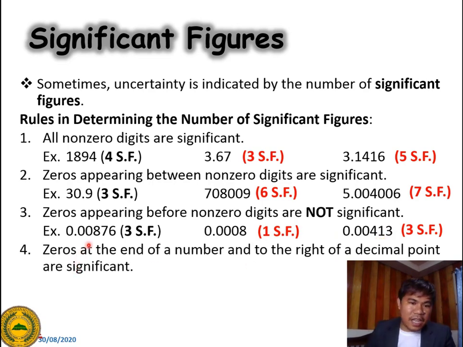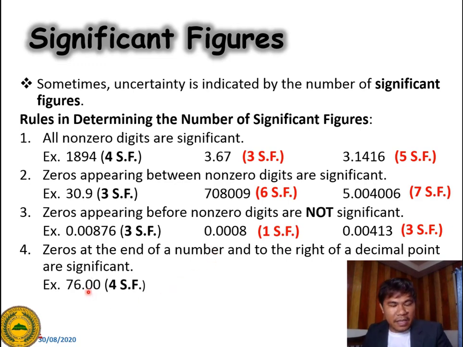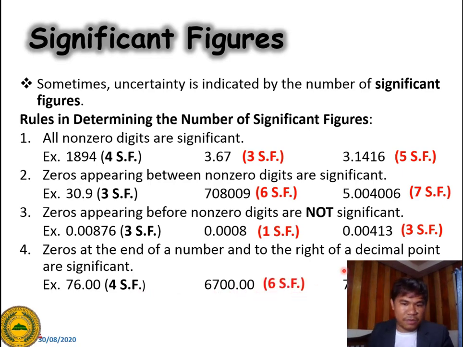Next rule is actually zeros at the end of a number and to the right of a decimal point are significant. So that means I have here 76.00. So the zeros here are always significant, so you have 4 significant figures. Same with this. So you have 1, 2, 3, 4, 5, 6, so you have 6 significant figures and so on.